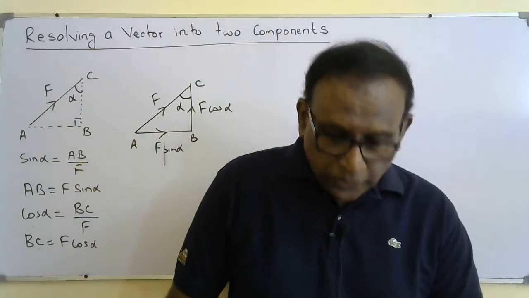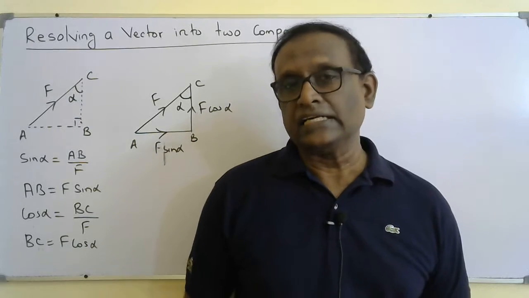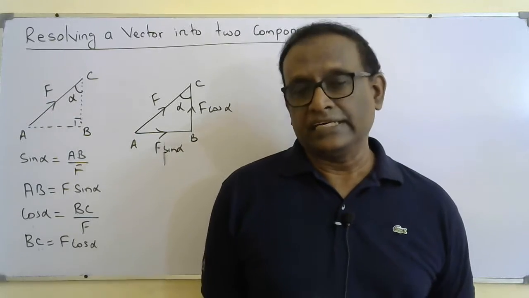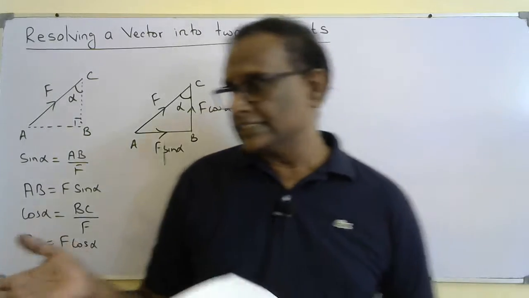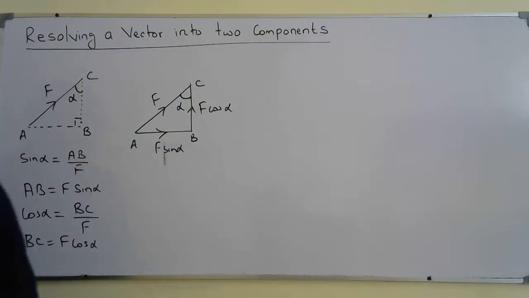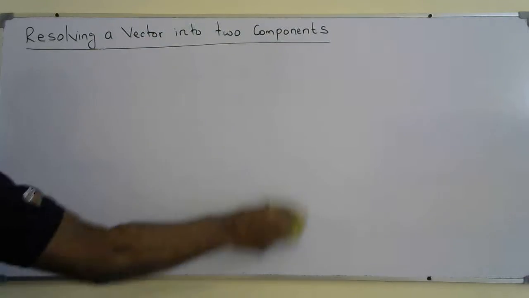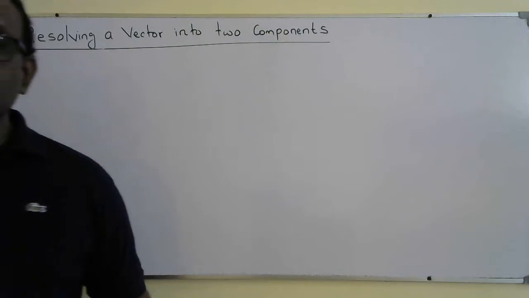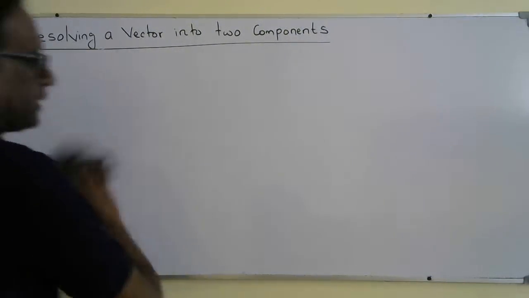Components mean we resolve or split the given force into two right angle directions, generally horizontal and vertical. An easy way to remember: the component that is along with the angle measured will be given with cos. The component which is opposite to the angle will be given with sine.